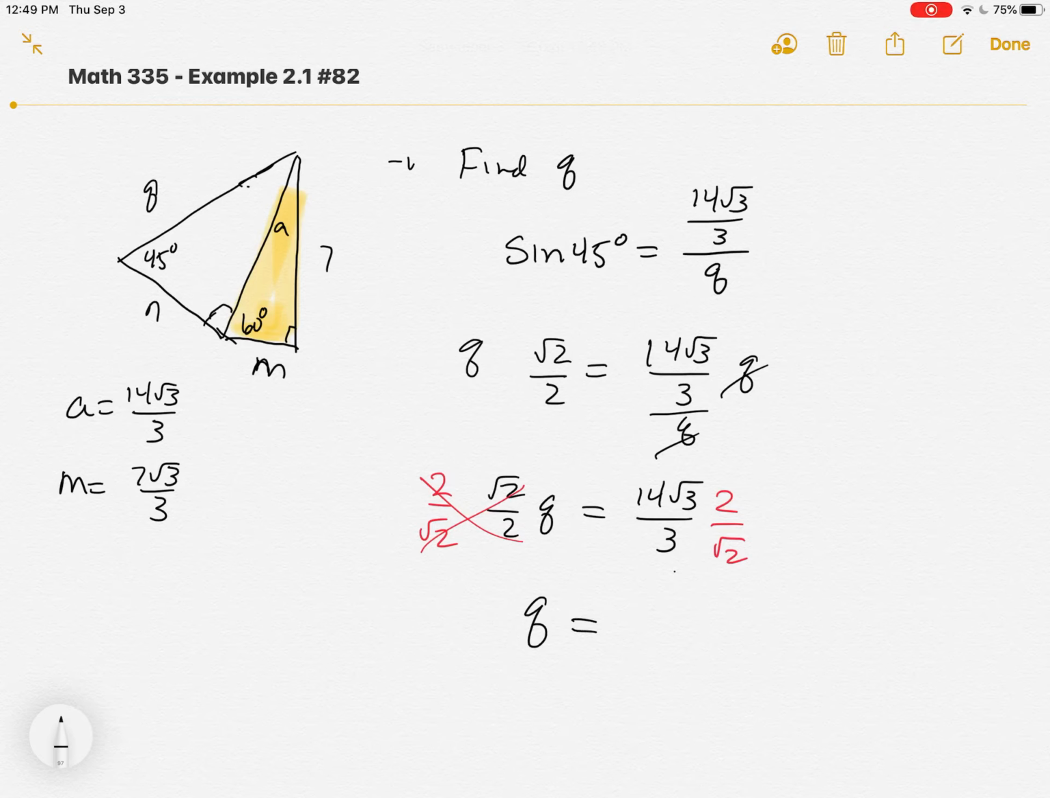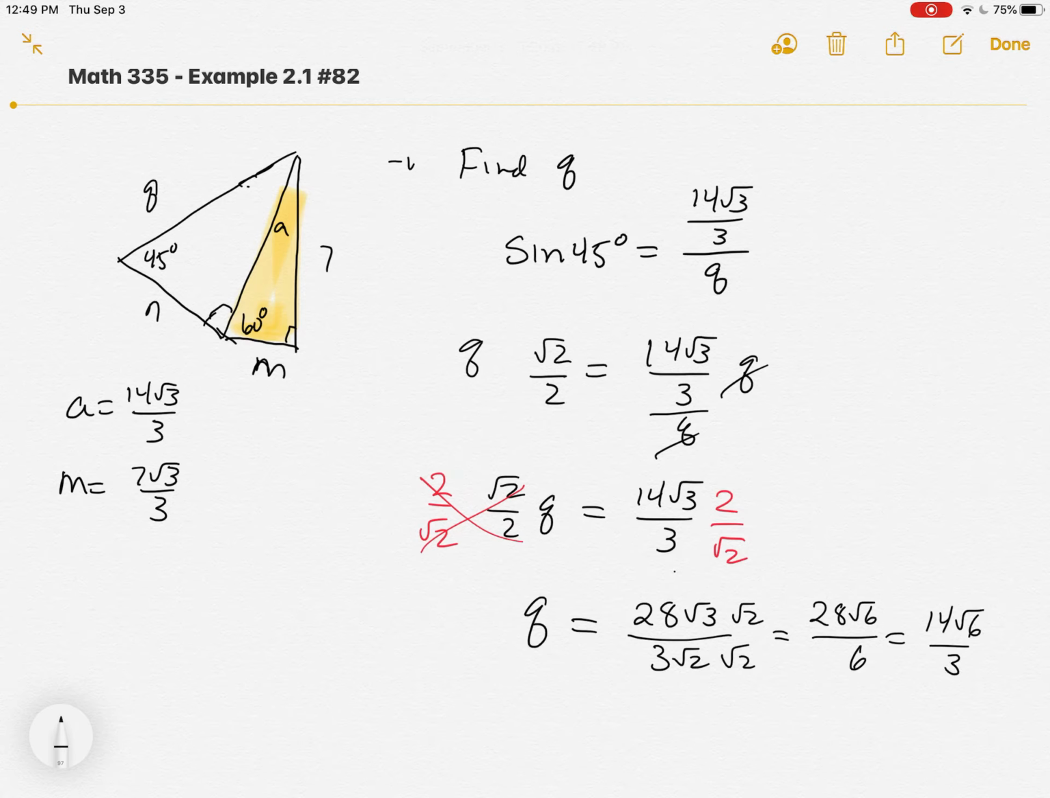So I've solved for Q. I got Q all by itself. Now I just got to clean up this other side. So I get 28 root 3. 14 times 2 is 28, and the root 3 just goes along for the ride. And 3 times root 2. You and I know that we can't leave the root 2, so we're going to rationalize it and get 28 root 6 all over root 2 times root 2 is 2 times 3 is 6. And they'll bring that down to 14 root 6 over 3.